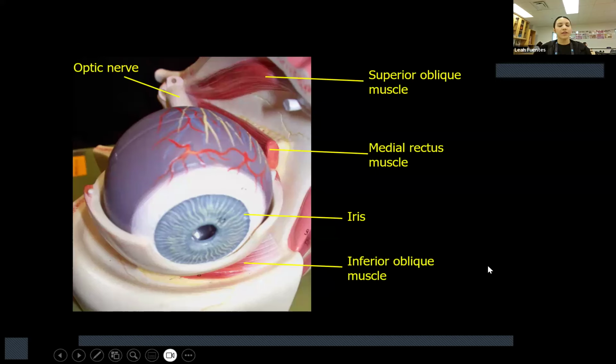Okay, and then here's, again, another view of the eye anatomy. So this is kind of what you'll see, or the type of model you'll see on the exam. So back here, we have the optic nerve. We have our superior oblique muscle, the medial rectus, our inferior oblique muscle, which again is kind of hugging the actual eyeball or the sclera. And then this colored portion here is the iris.